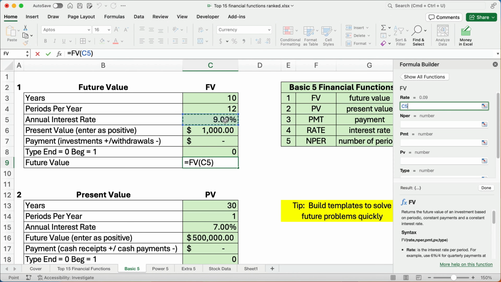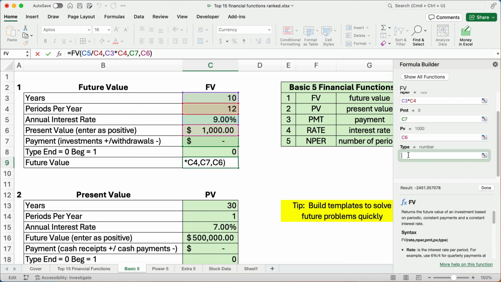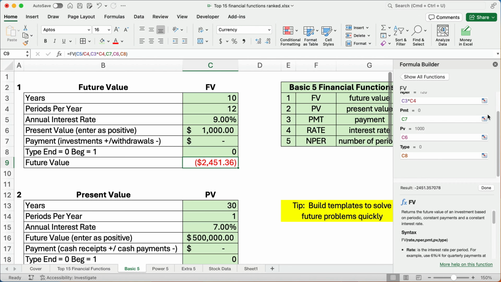Now, careful here, we need this to be a periodic rate because we said it's 12 periods per year, so we're going to divide by 12. So this is monthly. The number of periods is not really 10 years, but 10 times 12. It's 120 months. The payment is 0 right now. We'll change it. And the present value is 1,000. The payments happen at the end of the period. So how much could it grow to? Well, it grows to a negative 24.51.